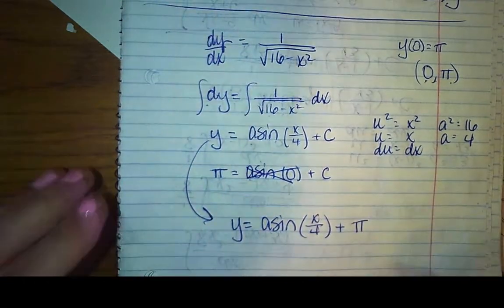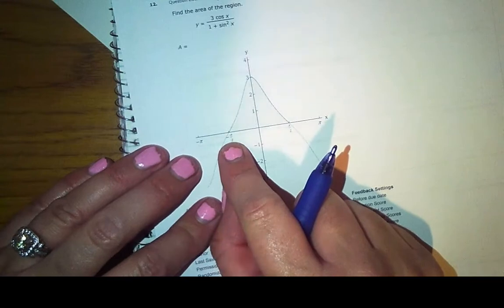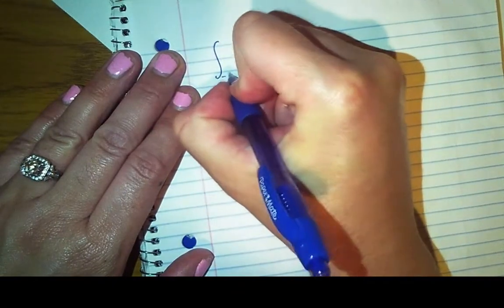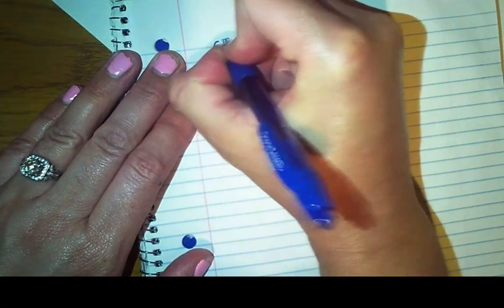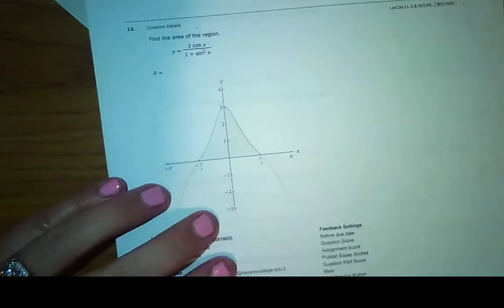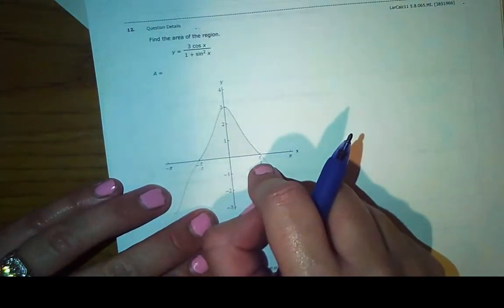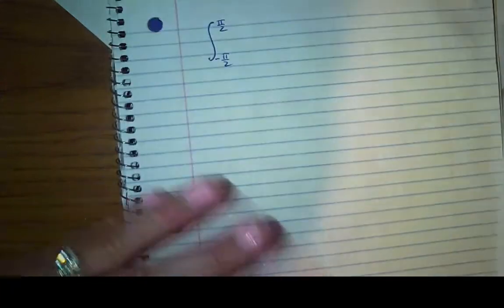Okay, and then the last one we have, I want to find the area of the region, and the shaded in part takes you from a negative pi over 2 to a pi over 2. So I'm going to integrate from a negative pi over 2 to a positive pi over 2. And just for conversation's purposes, because of the symmetry here, you could go from 0 to pi over 2 and then double your answer. Or you could go from negative pi over 2 to 0 and double your answer. It doesn't really matter. You'll get the same thing.